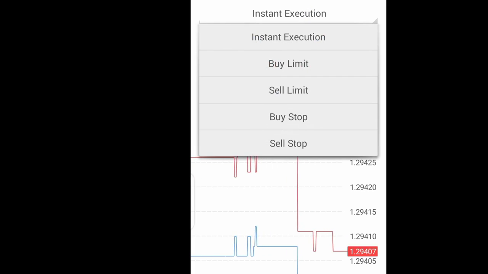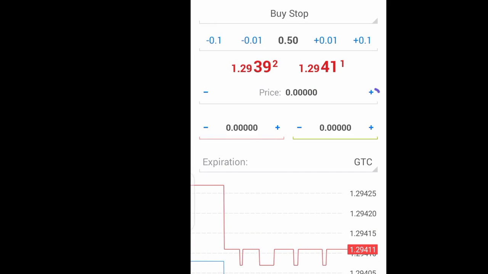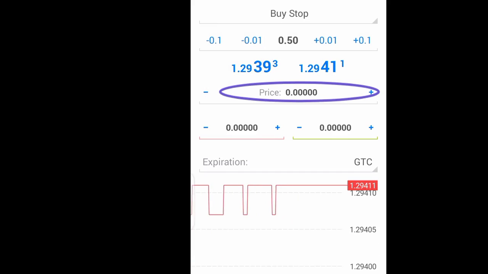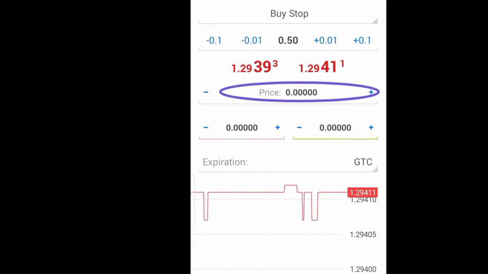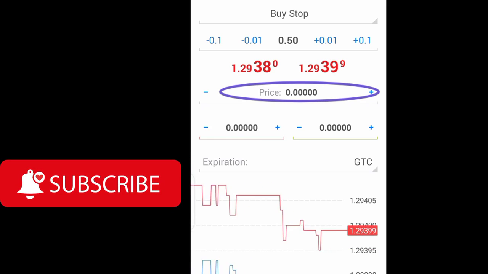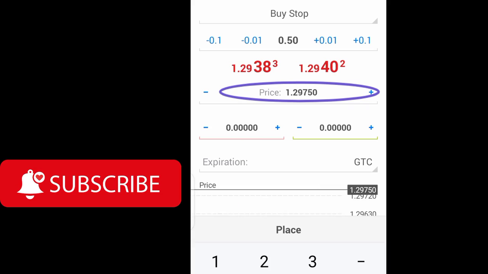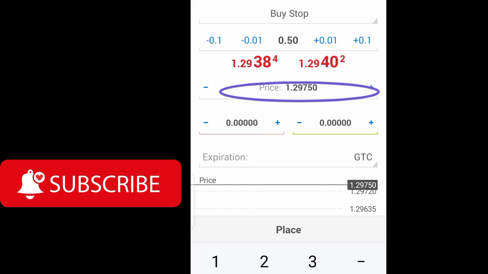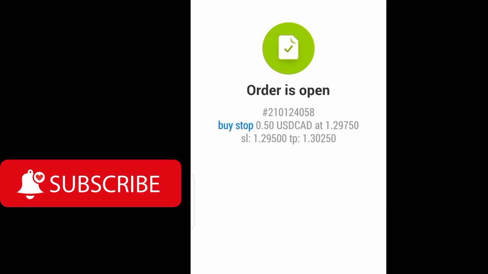So in a buy stop, you're buying, but your entry price is above the current price, not below, as in the case of the buy limit. So if you're buying at a higher price, my stop loss should be lower than this entry price, maybe 1.2950, that's 25 pips, and my take profit will be a price higher than the entry price. Then I can place my order.